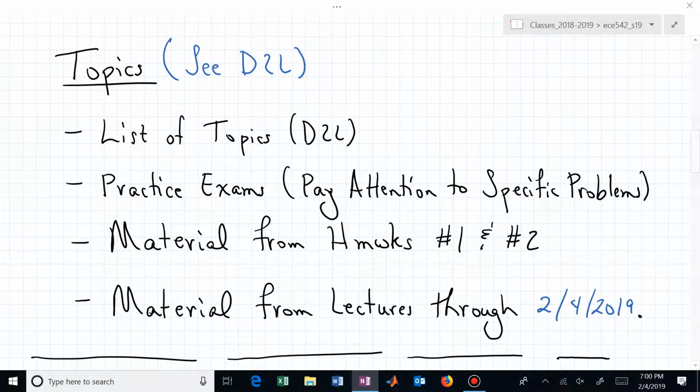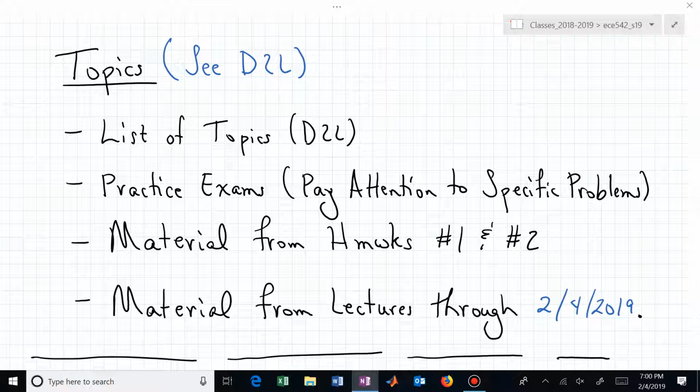The topics, I would recommend that you look at the list of topics for exam number 1 on the D2L class website, and it sort of walks you through what you will be held accountable for on the exam, but the practice exams also give you a strong indication as to the content or the topics or the material that you will see on exam number 1.